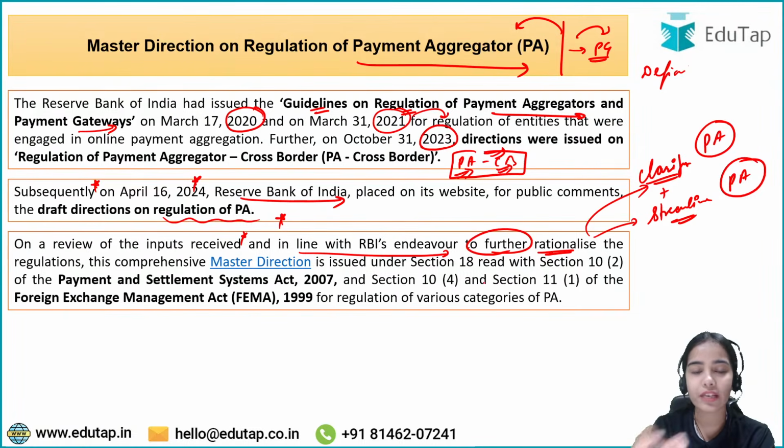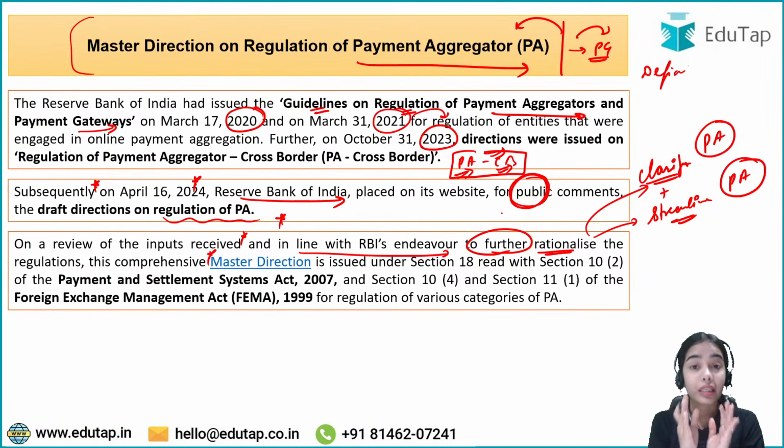So public comments were received by the RBI, and now after reviewing the inputs received and in line with the RBI's endeavor to make the payment aggregator regulations more clear and streamlined, the RBI has released the comprehensive master direction for the regulation of payment aggregators. This is really a very comprehensive direction that the RBI has released for payment aggregators.